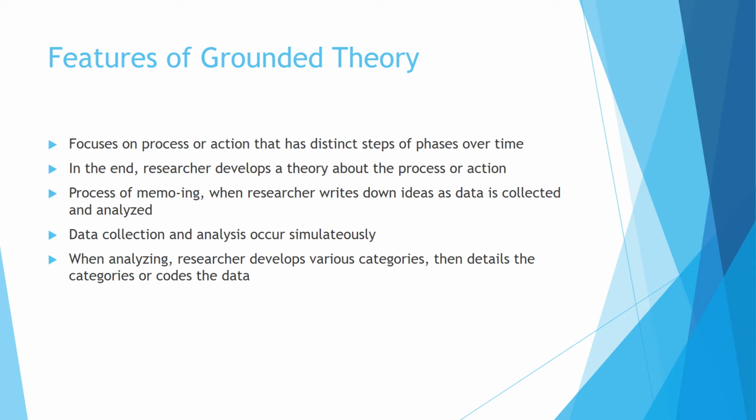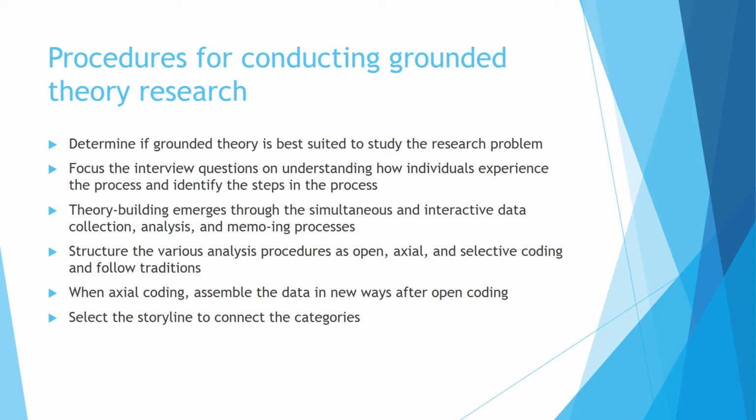There are 7 characteristics about grounded theory research. It focuses on a process or an action that has very distinct steps or phases over time. And in the end, you're going to develop a theory about that process or action. During your research, you're going to develop memoing. You're going to be able to take in data and analyze it all at the same time. When you analyze it, the researcher is going to develop various categories or coding and then detail those within your study. It's pretty obvious that there's some specific procedures for conducting grounded theory research.